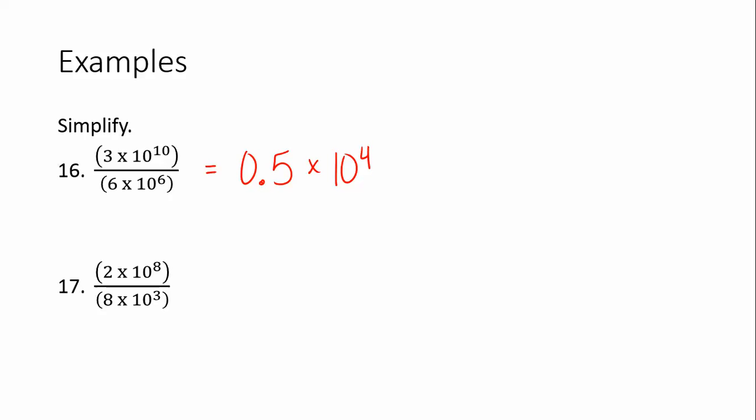But remember, we always want our answer in proper scientific notation. This number here needs to be greater than or equal to 1, and it's not. I need to move my decimal 1 place to the right. That's going to give me 5 times 10. And do you remember the rule on the exponent? I made the number larger, so I need to make the exponent smaller to compensate for moving the decimal.